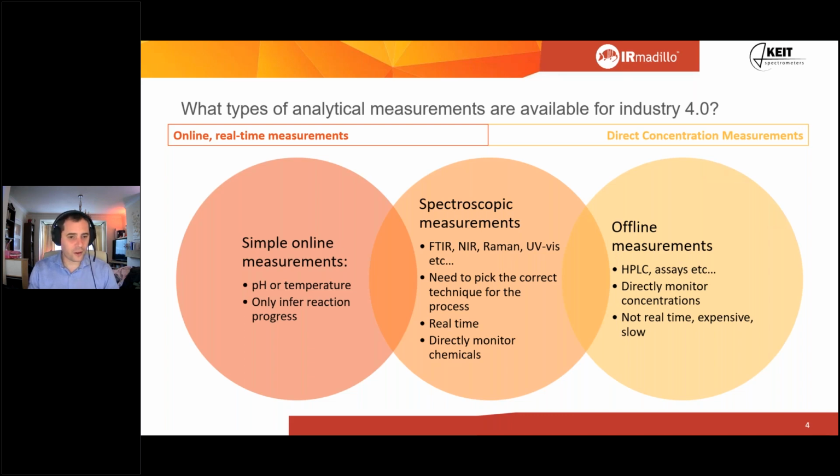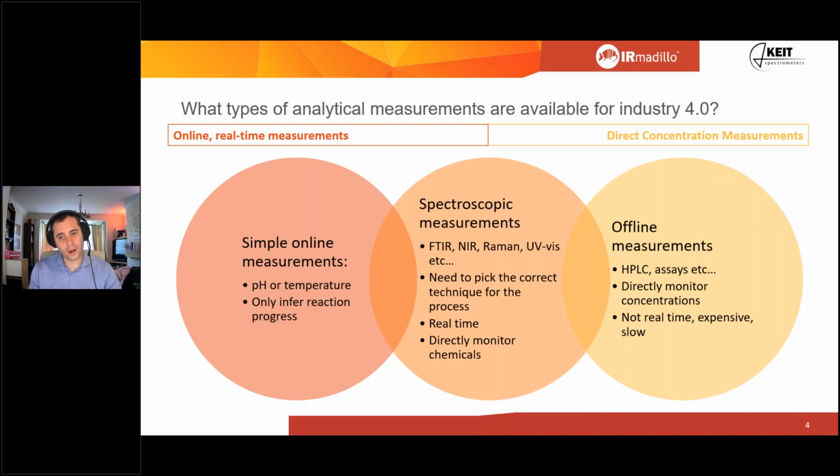On the left of this diagram, we have simple online measurements. So pH measurements, temperature measurements, we do them all the time. pH probes are not expensive. Temperature probes are even cheaper. Temperature probes are absolutely everywhere. They are all over processes, as they should be. Flow meters as well. They measure one thing, and they measure one thing very well. They give you that one piece of information, and you can use that to infer what's going on.